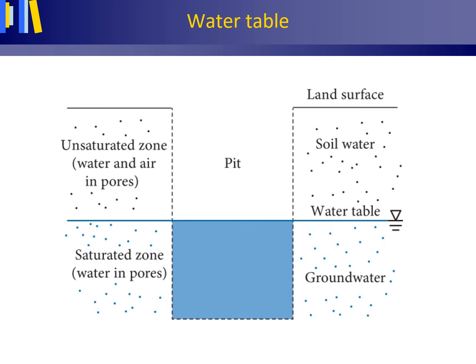This slide is to explain the positioning of the water table in easy terms. If you are able to dig a large pit, the level to which the water from the ground rises in that pit is called the water table. And the water table is in between your unsaturated zone and your saturated zone.